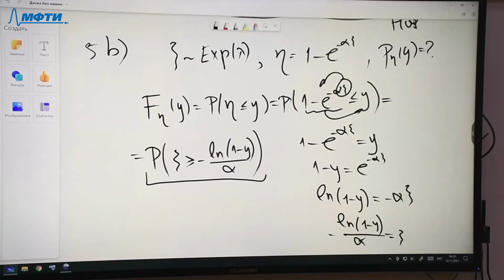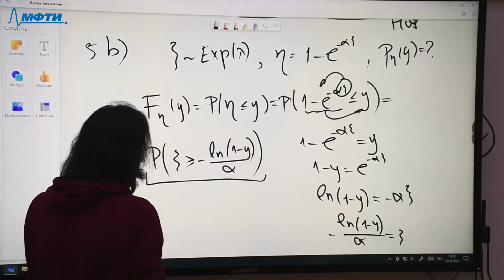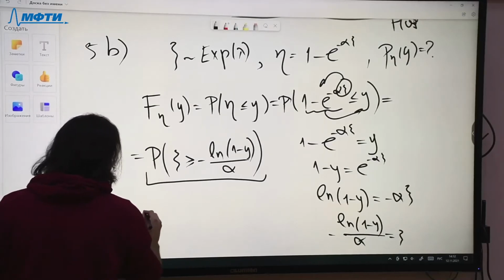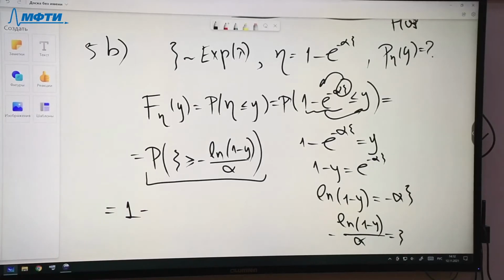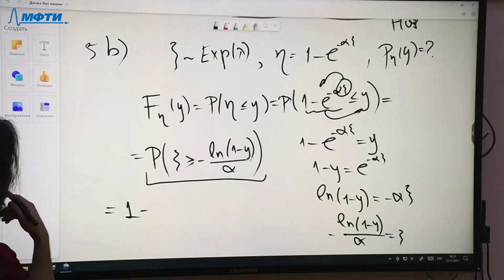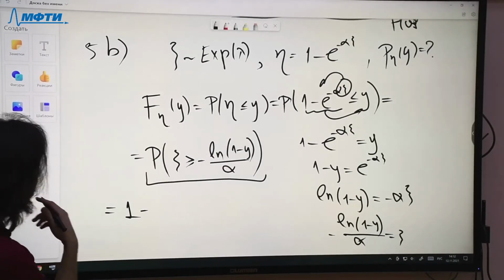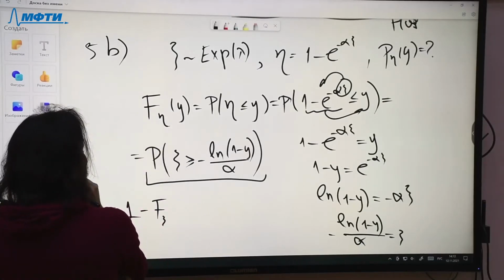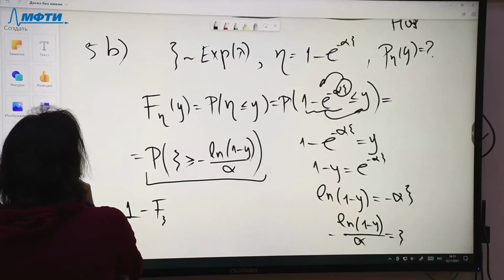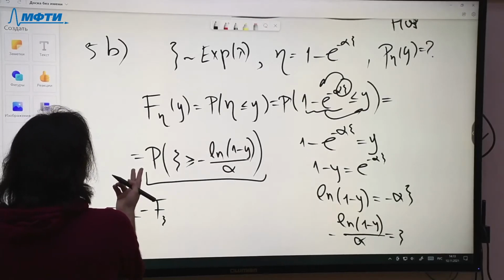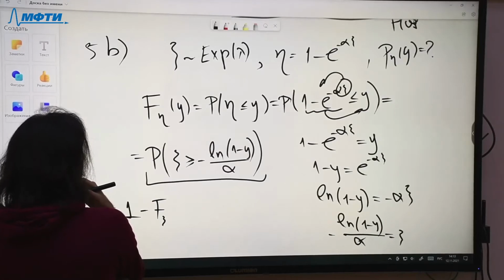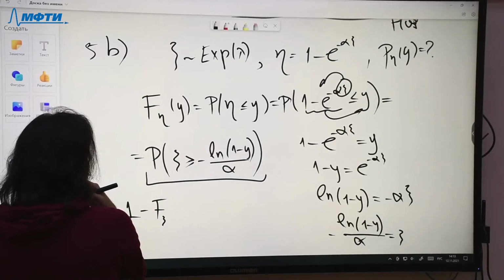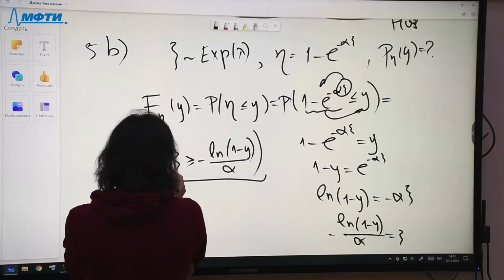Yeah? And then this is what? This is 1 minus the CDF, right? Well, not exactly the CDF because we have greater or equal. Then we have less. How do we do that? How do we change that? We have minus psi here.